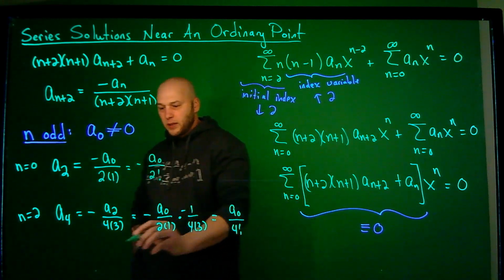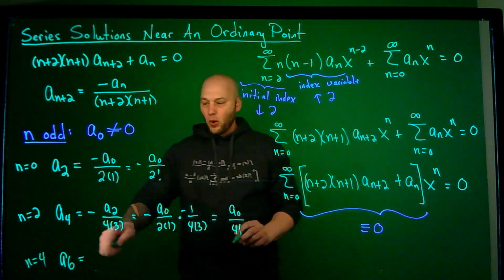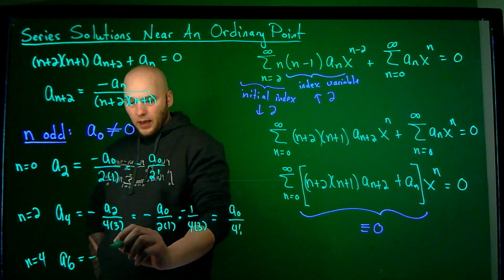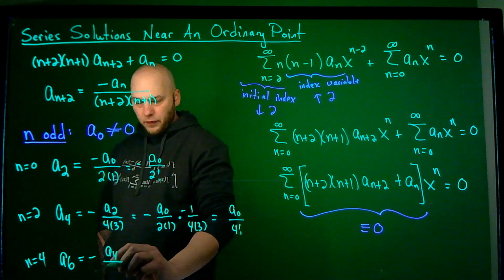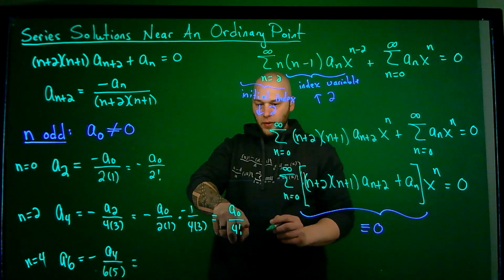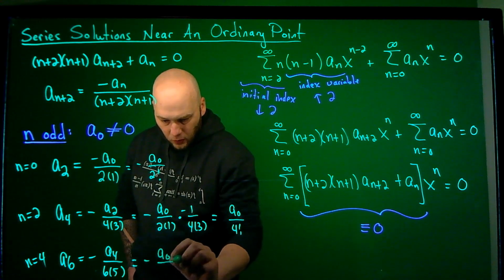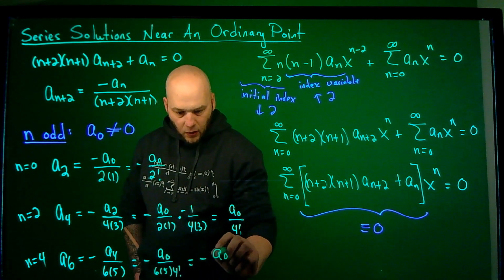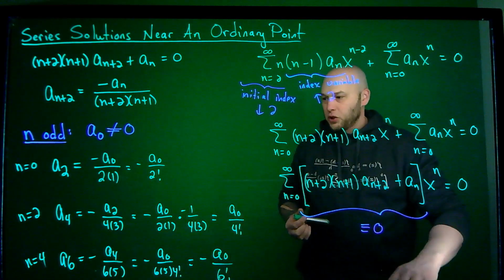Let's do one more. Let's do A6. In this case, I would see that n will be equal to 4, comparing A6 with A(n+2). That would then give me negative A4 over 6 times 5. Then replacing A4 with A0 over 4 factorial, we get negative A0 over 6 times 5 times 4 factorial, which would be negative A0 over 6 factorial. And I think this gives us enough indication for what the general pattern is going to be.